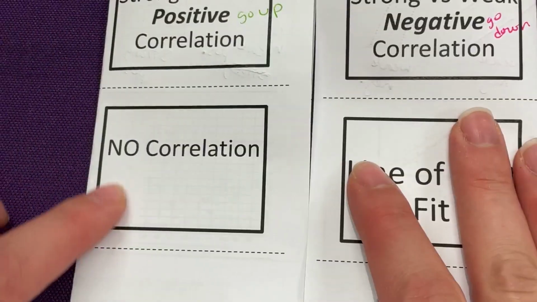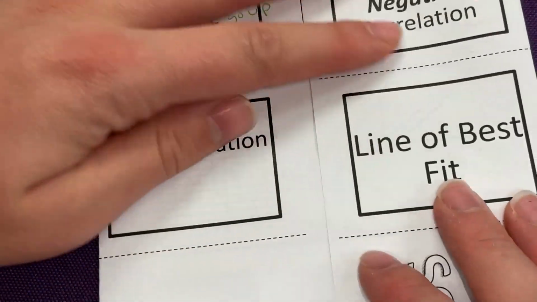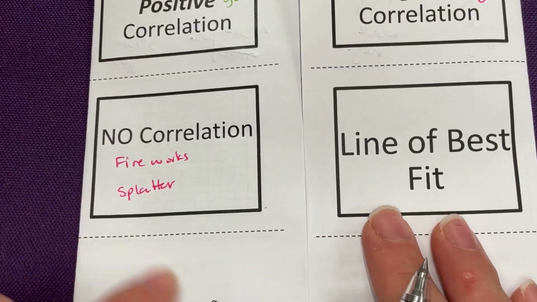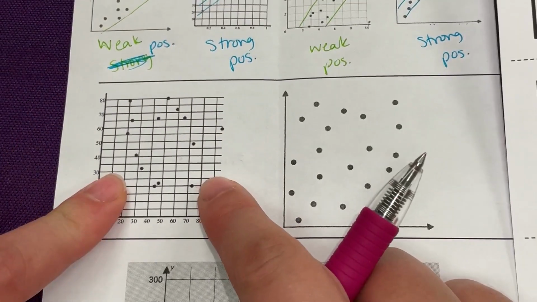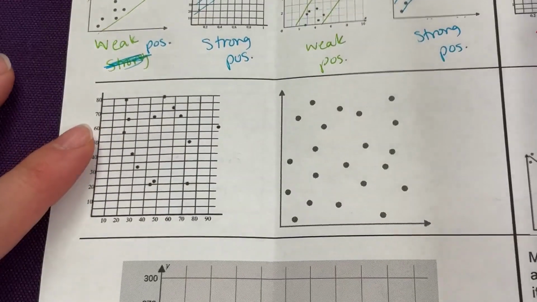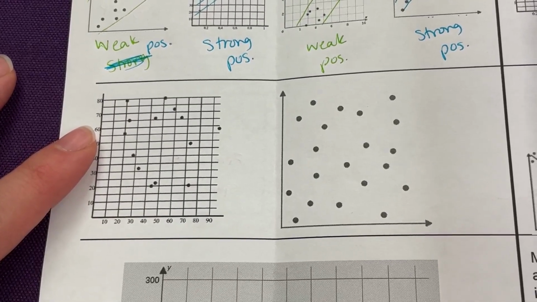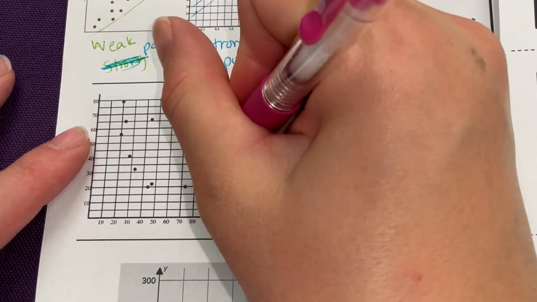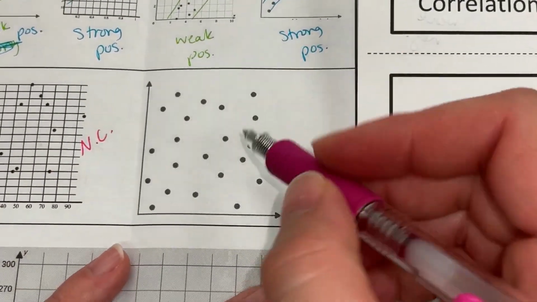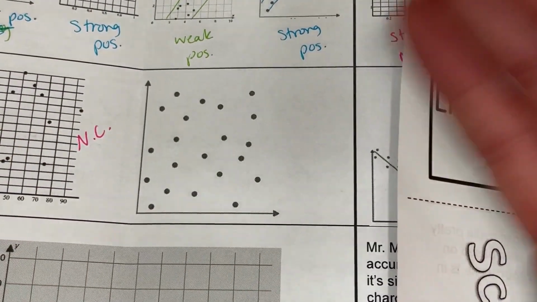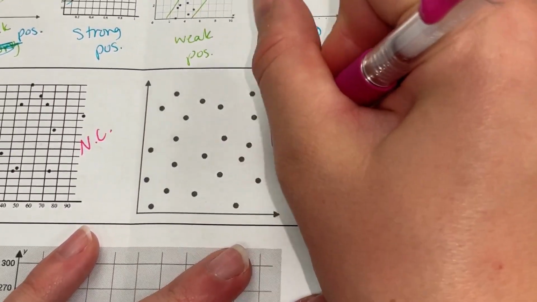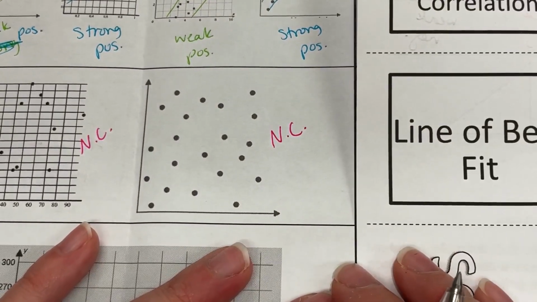All right, the next one is no correlation. This kind of looks like fireworks or splatter. It's not really going up, it's not really going down, it's just kind of there. So I would say this is considered no correlation. So we put NC or no correlation. This next one also doesn't really go up, doesn't really go down, it's just kind of like fireworks. So I would say this is no correlation as well.